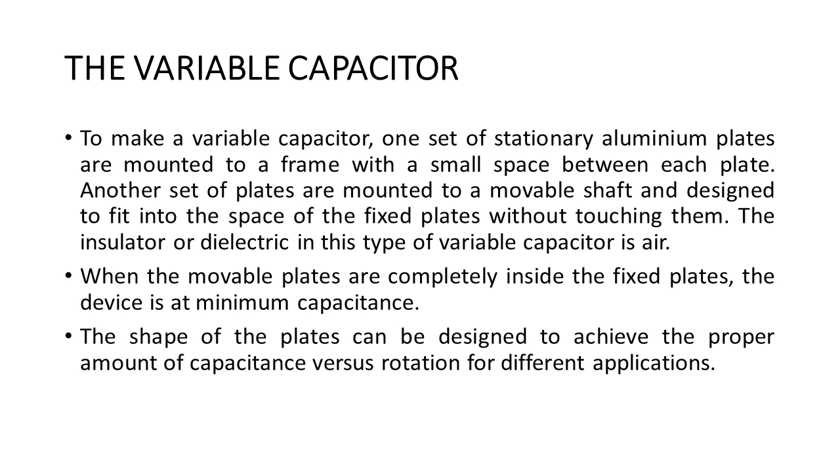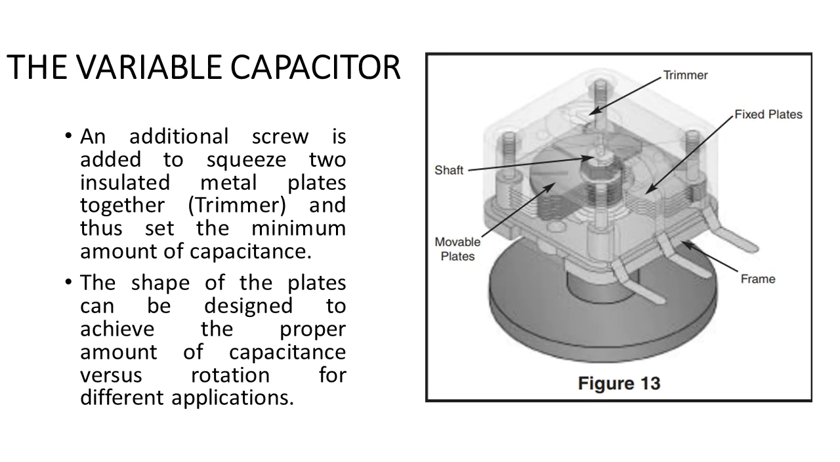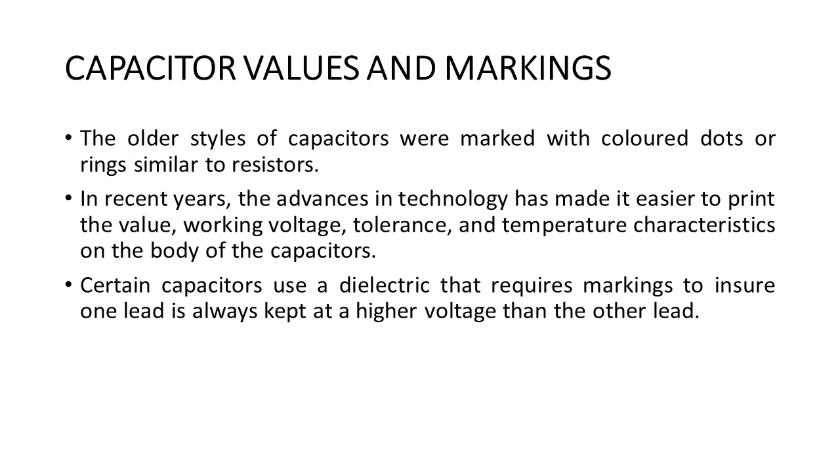The variable capacitor. An additional screw is added to squeeze two insulated metal plates together and thus set the minimum amount of capacitance. The shape of the plates can be designed to achieve the proper amount of capacitance versus rotation for different applications. Capacitor values and markings.